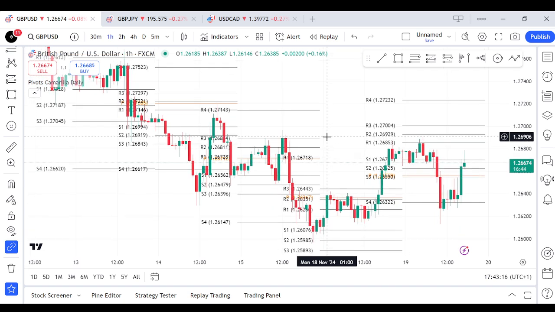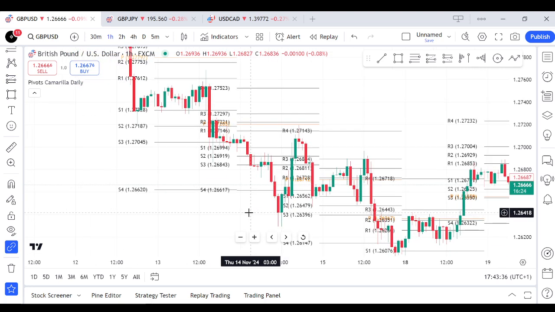So the Camarilla method was developed in 1989 by a trader named Nick Scott. It's based on the idea that markets tend to revert to their mean, meaning prices will often return to a central point after moving too far in one direction.